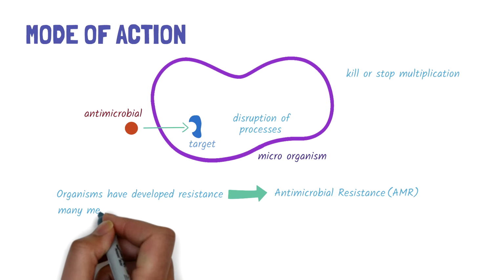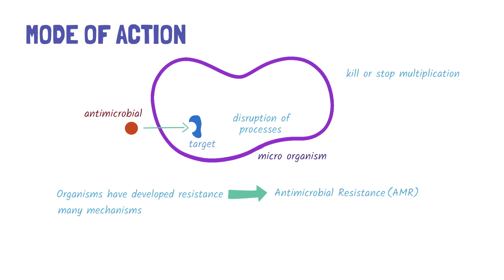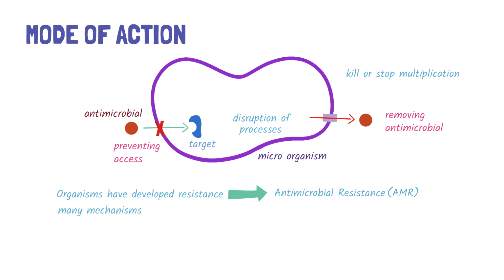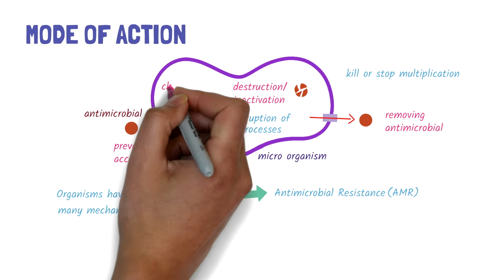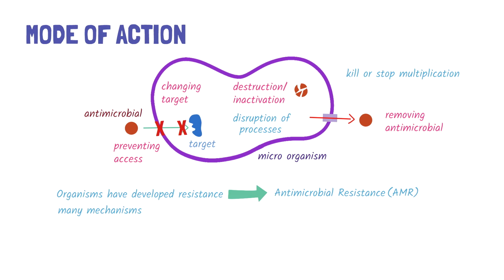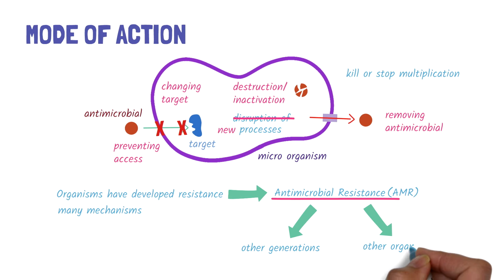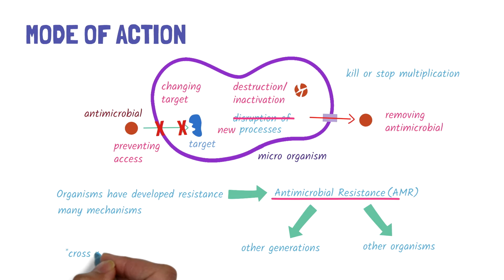There are several mechanisms by which they become resistant. They include preventing access of the antimicrobial into the organism, removing the antimicrobial using pumps in the cell wall, destroying or inactivating the antimicrobial with enzymes, changing the antimicrobial target so that it cannot latch onto it, or developing new processes that avoid using the target of the antimicrobial. These resistance traits can be passed on from one generation to the next and also spread between organisms through various genetic elements. Cross-resistance can also occur, where an organism that is resistant to one antibiotic can show some resistance to other types as well.